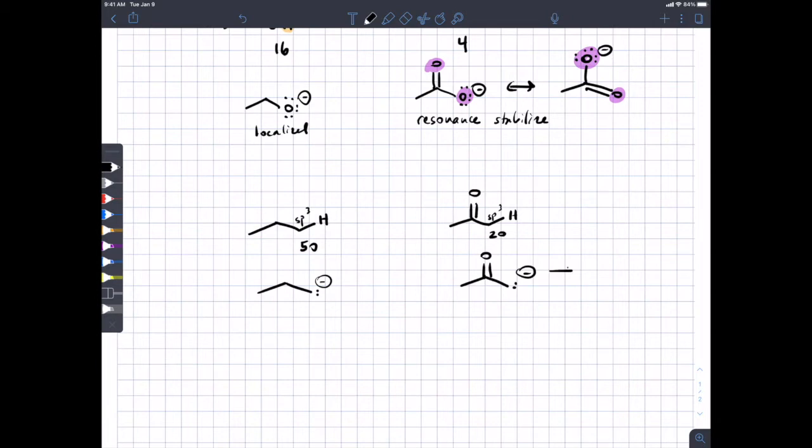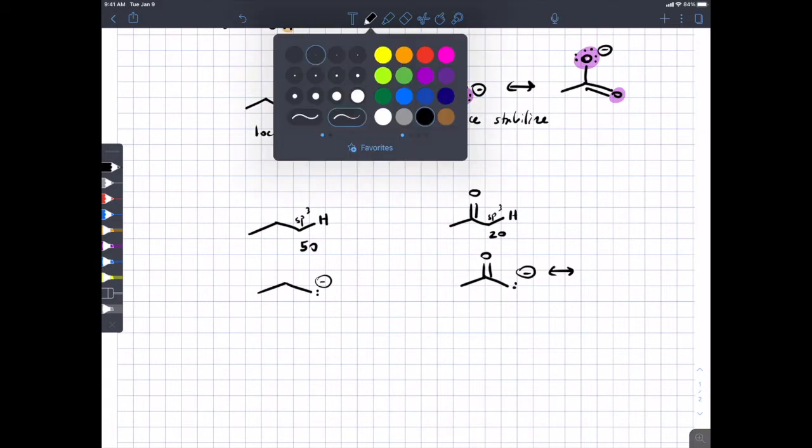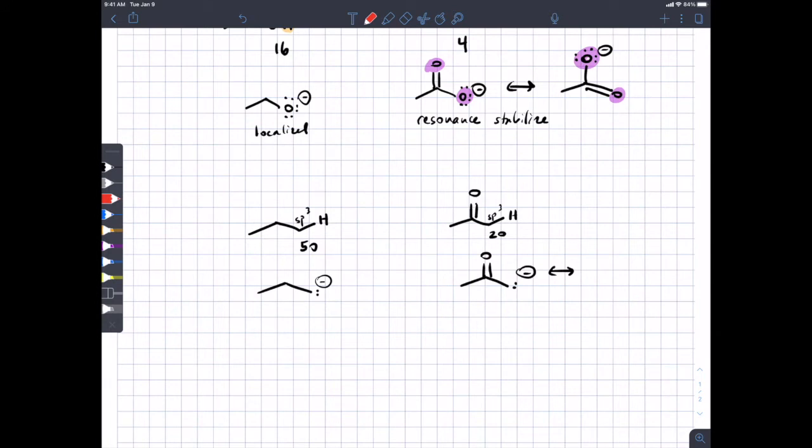Resonance. Resonance, okay. When you see a lone pair, you want to look for opportunities for resonance, and the way you do that is you look for adjacent pi bonds. So, what can I do with this lone pair to generate a resonance structure? Make it a pi bond, and then put the carbon-oxygen pi bond out onto the oxygen. That gives us this molecule. Okay, so we have resonance stabilization here. We have localized negative charge there. This is the more stable conjugate base, and therefore its acid is stronger.